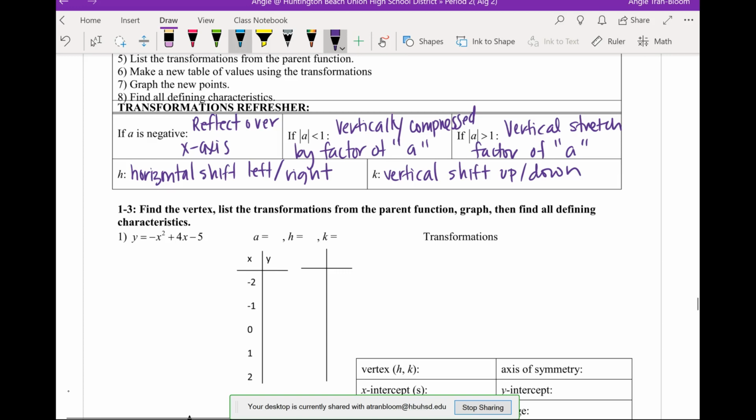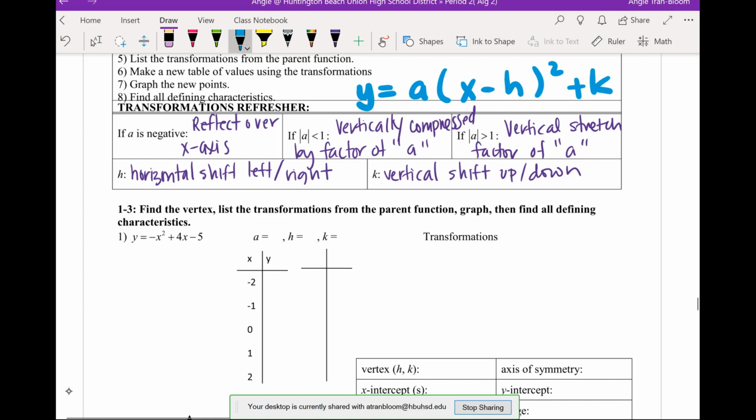And let me remind you the non-standard form. Remember this form that we have been studying? Y equals a times x minus h squared plus k. We have studied that already. We graphed that already. Today we're graphing it in standard form, ax squared plus bx plus c. So, examples 1 to 3, find the vertex, list the transformation from the parent, graph and find all of the characteristics.